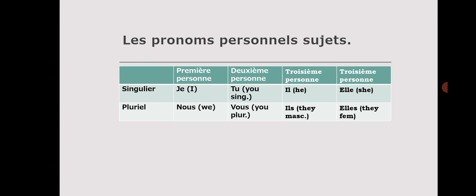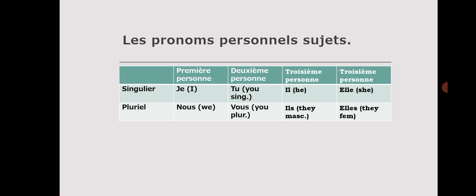Ensuite, on a troisième personne du singulier qui est il, which means he. That's third person singular, which is il, which means he. Third person singular is in two: we have masculine, which is il, and feminine, which is elle. Troisième personne du singulier féminin, qui est elle, which means she.